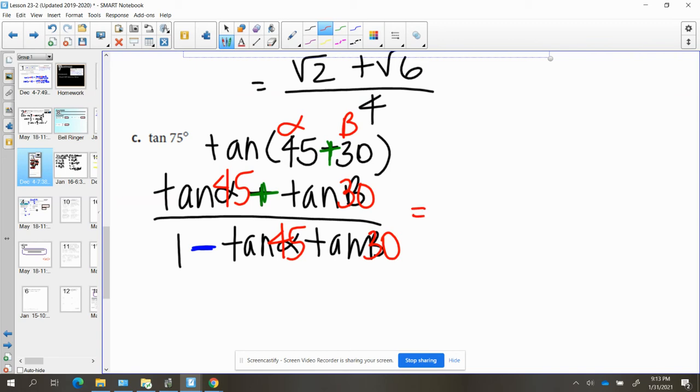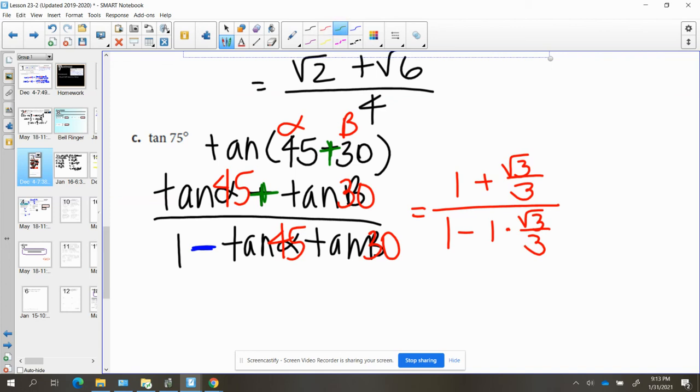Now tangent of 45 is just 1. Tangent of 30, however, is the square root of 3 over 3. And then we have 1 minus 1 times square root of 3 over 3, which is just square root of 3 over 3, right? Now this is some ugly stuff going on with numbers running around, all fractions within a fraction.